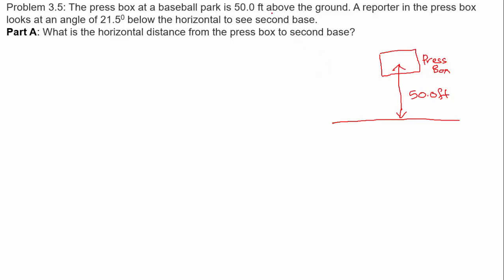Now this could be any number. Again, I'm just taking this example, taking it to be 50 feet. On your homework, it will be a different number, not 50, something else.